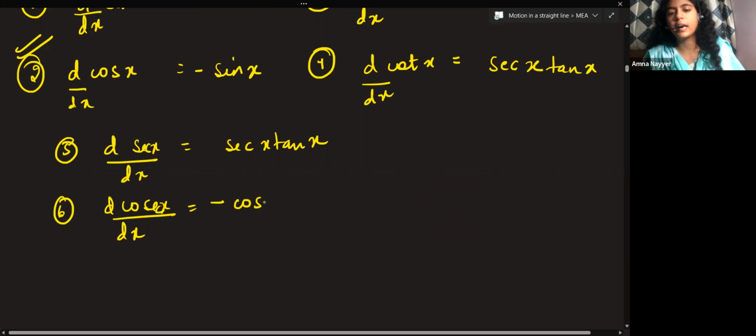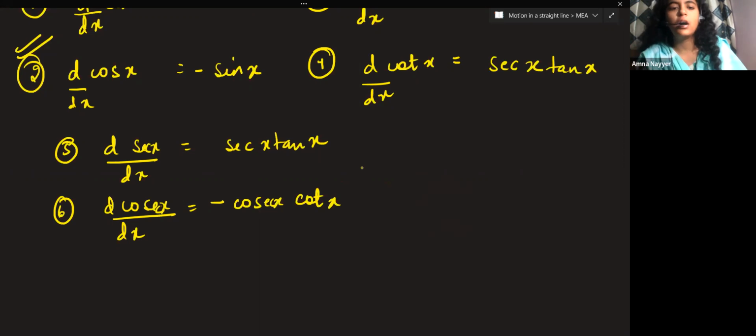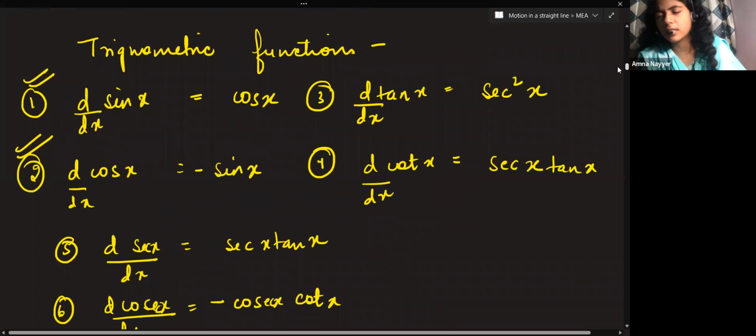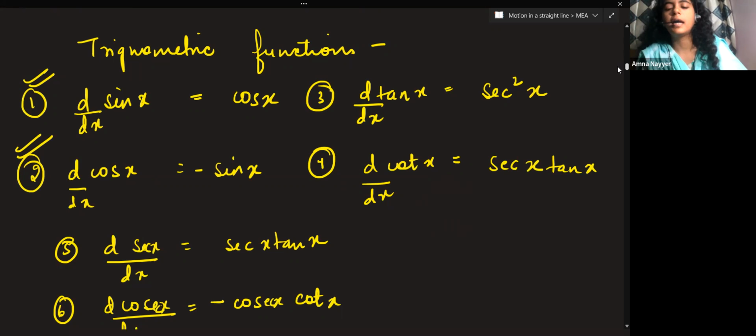You have to write cos x, then cot x. Cot x means what? Cot x is the reciprocal of tan x. Tan x reciprocal gives you cot x. All right, so these are the rules for trigonometric functions. Out of these, most commonly used are cos x and sin x. If you know sin theta and cos theta, then you will be able to write it.